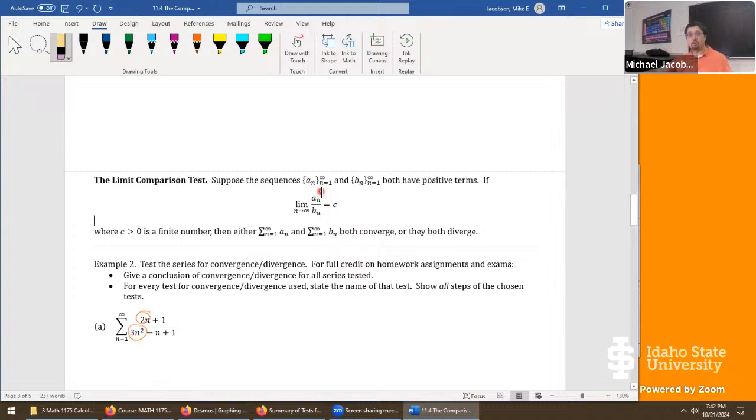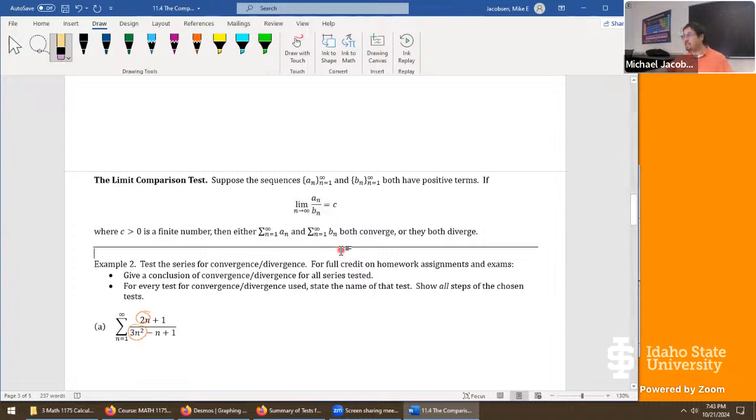But if their ratio in their limit comes out as a finite constant c, then the convergence and divergence of both of them are tied together. They either both converge or they both diverge. Only requirement is that c has to be positive as a quantity, and it can't be infinity. It has to actually be a real specific number. So if we got 0 on this thing, the test has failed. If we get infinity or does not exist, the test fails in those cases as well.